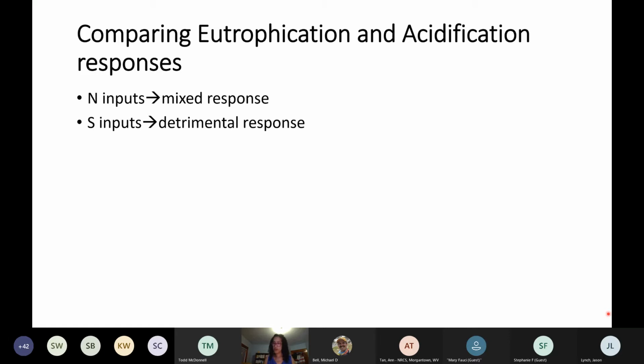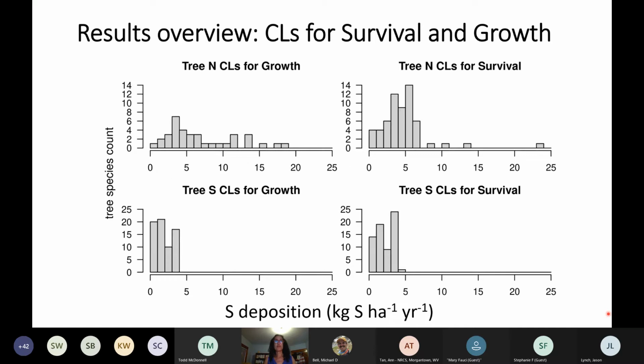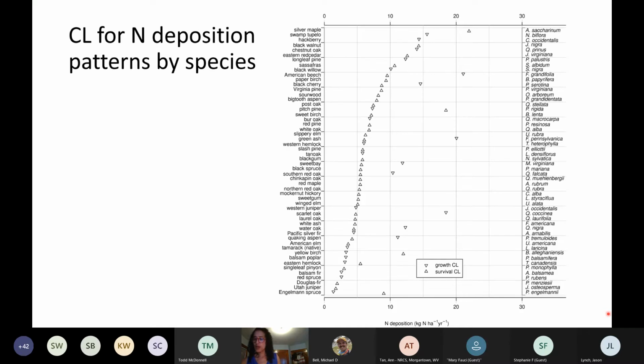for sulfur. So now when we look at the data, so now we have the sulfur critical loads on the bottom, and you can see that all of them are lower than 5 kilograms per hectare. So in this case, as we expected, they tend to be lower than the critical loads for nitrogen. Okay, so now I'm going to move on to looking at these critical loads patterns by species.